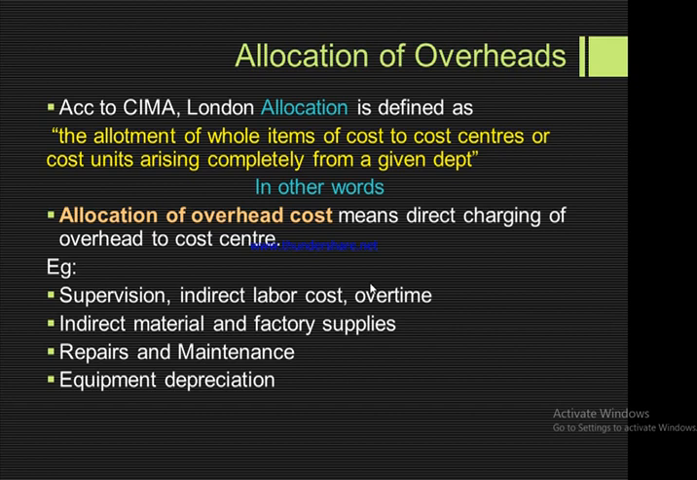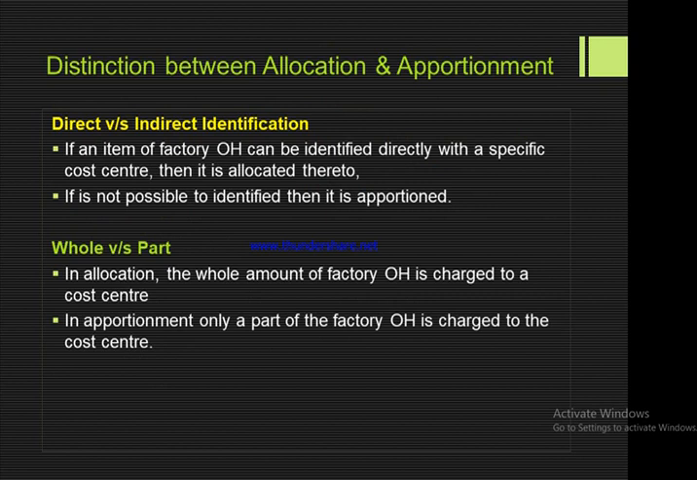Once this apportionment has been done to the production department and service department, then we also go for what is known as reapportionment of overheads. It means whatever overheads are apportioned to the service department, from there again it is apportioned back to the production department. That is called reapportionment of overheads. An easy way of understanding allocation and apportionment is direct versus indirect identification, whole versus part.